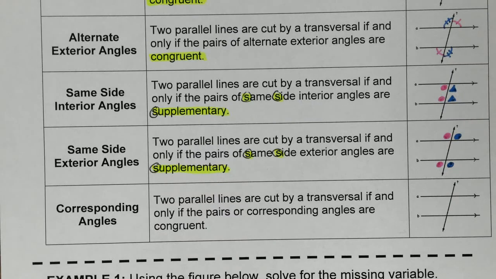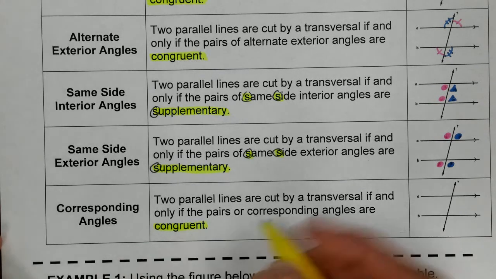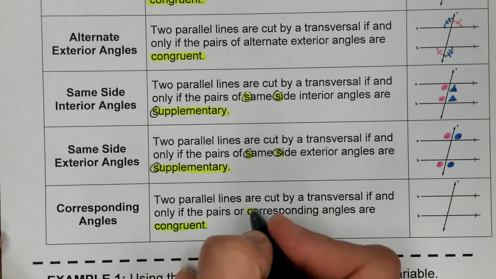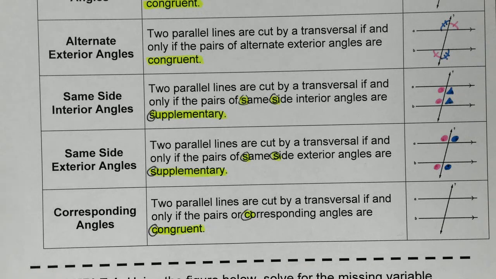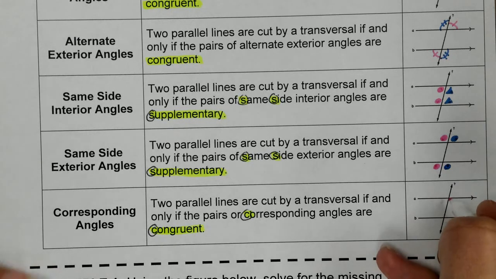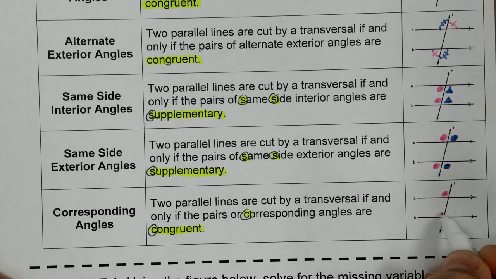Your corresponding angles, I'll be using 4 different colors on this one, or 4 different shapes. Your corresponding, we have two parallel lines are cut by a transversal if and only if the pairs of corresponding angles are congruent. Corresponding congruent. Okay, so we have those C's. So here we have 4, like we saw in the last video, 4 different kinds of corresponding. We can go with our top right over here, and we have our circle. Other intersection, top left. So top left, top left.